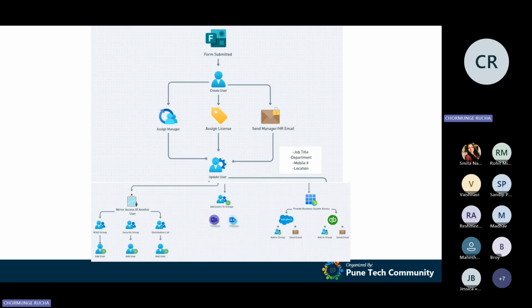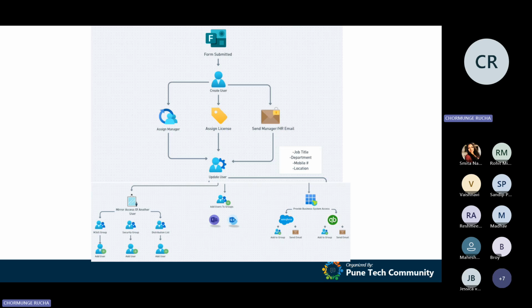Okay, this is the flow chart we will be working on. It is of an automated employee onboarding system built entirely with Microsoft Power Automate, using forms, using a few connectors like Azure AD, Outlook, and other third party tools as well. I'll just walk you through the step by step process. First, we have got the form submission.